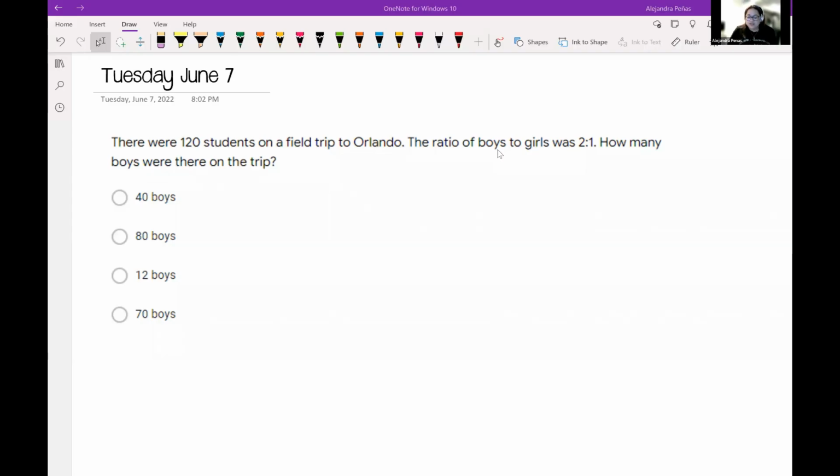Right, so we're going to start off with a ratio problem. It says that there were 120 students on a field trip to Orlando. Hey, that was me yesterday. The ratio of boys to girls was 2-to-1. How many boys were on the trip?